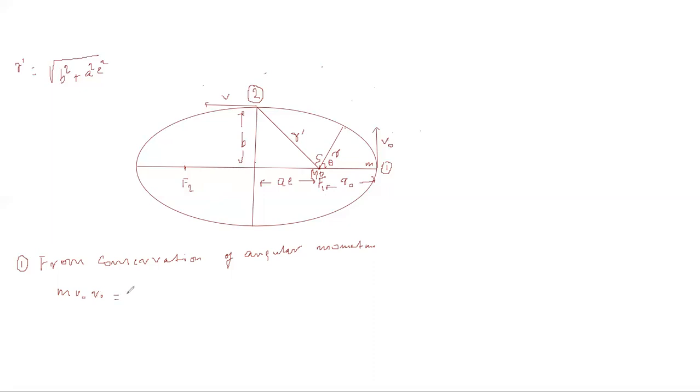And at point 2 we have the angular momentum as m into v. This is the linear momentum into the perpendicular distance of O from the velocity vector. So that is just this distance, which is b. So we'll write it as m v b. So this m cancels, and from this we have v is equal to v naught r naught upon b. We call this equation number 1.